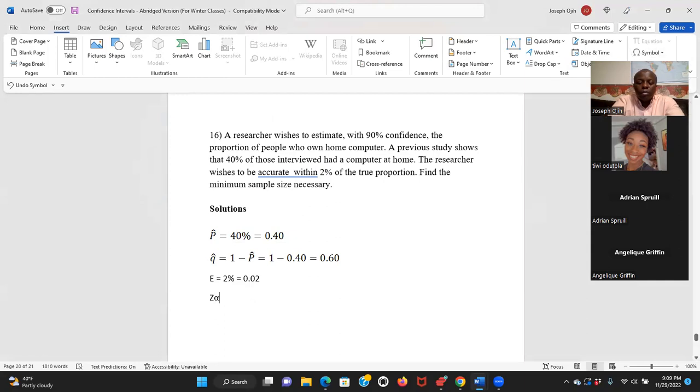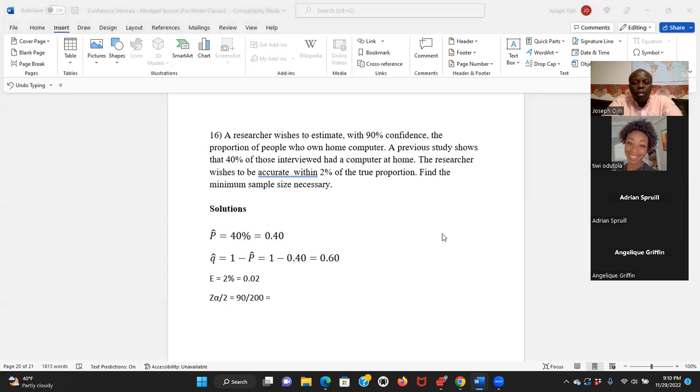Alpha over 2 equals... Now, they didn't give us 90% confidence. You can get it from the table, or you can do it the way I'm going to show you now. Do 90 because it's two sides. 100% is 100. Now you have two sides, that's 200%. So you have 90 over 200, which on a calculator is 90 divided by 200.